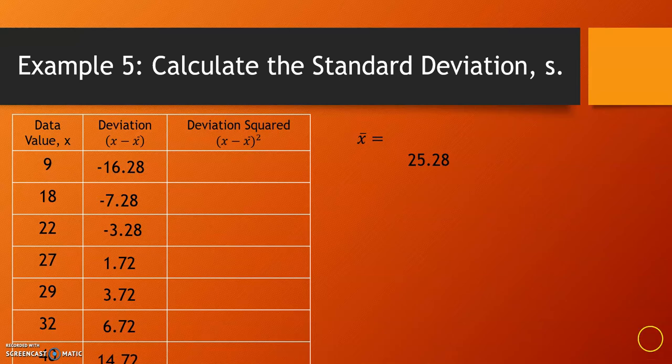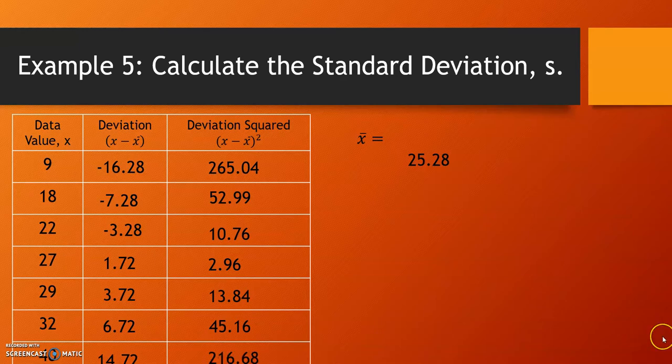And now square those deviations. 265.04, 52.99, 10.76, 2.96, 13.84, 45.16, and 216.68. Sum the deviation squared. 1, 2, 3, 4, 5, 6, 7 items we're adding together, and then we're going to divide by 6. Our S squared is 101.24. S equals the square root of 101.24, which is 10.06.